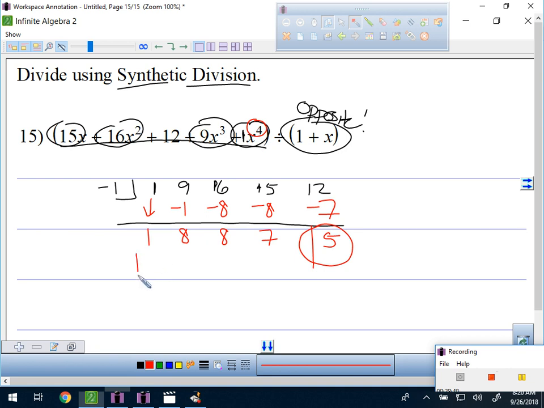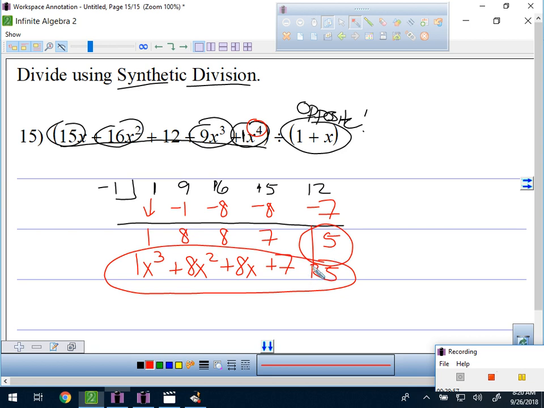My answer is going to be 1x to the third plus 8x squared plus 8x plus 7 with a remainder of 5. But again, if you could pick out the answer right off the bat with just your remainder of 5, I wouldn't waste any more time. I'd just go with that and call it a day.